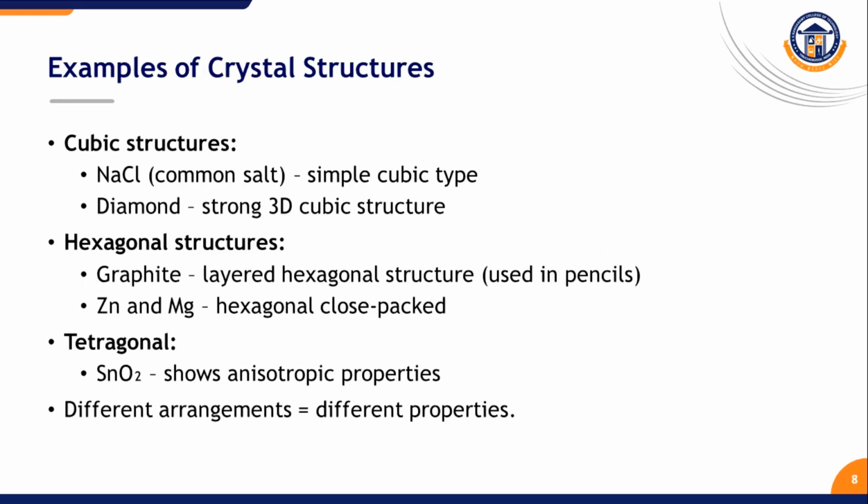Let's look at some basic examples of real materials and their crystal structures. We know that common salt, NaCl, has a cubic structure, while diamond also has a strong 3D cubic network making it very hard. Graphite, on the other hand, has a layered hexagonal structure, which is why it is soft and used in pencils. Metals like zinc and magnesium form hexagonal close packed structures, and tin oxide has a tetragonal structure, which gives it special directional and anisotropic properties. So the arrangement of atoms directly leads to different physical properties.